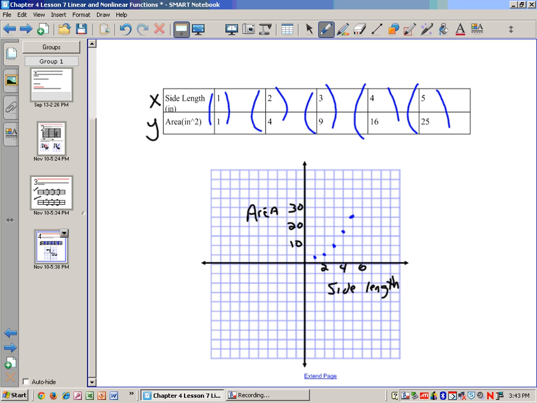So let's just graph this out. We notice we're curving upward, even though it's not the best line in the world. We know it's not a straight line. So obviously we can tell that this function is a nonlinear function.